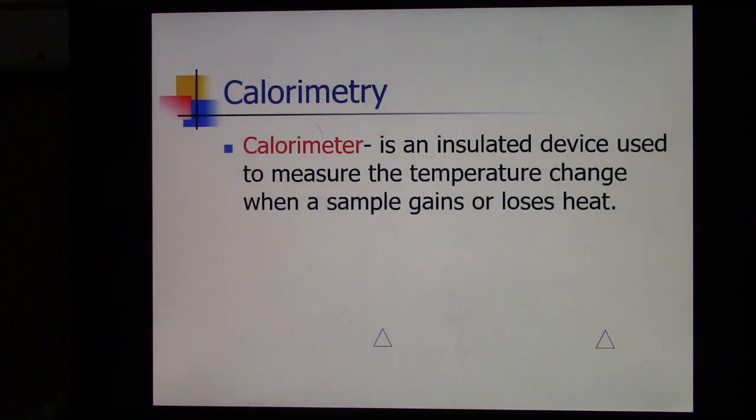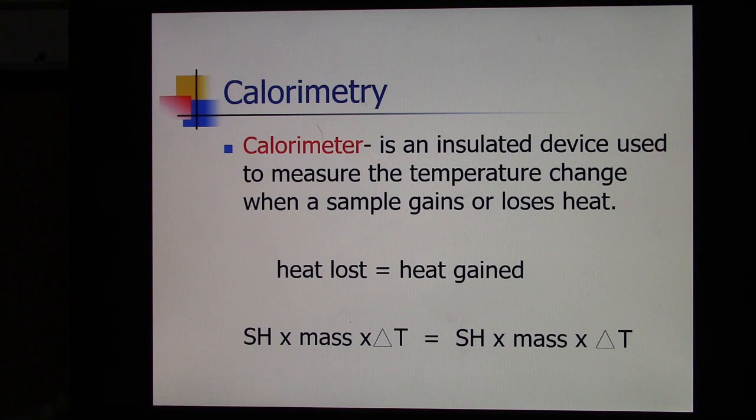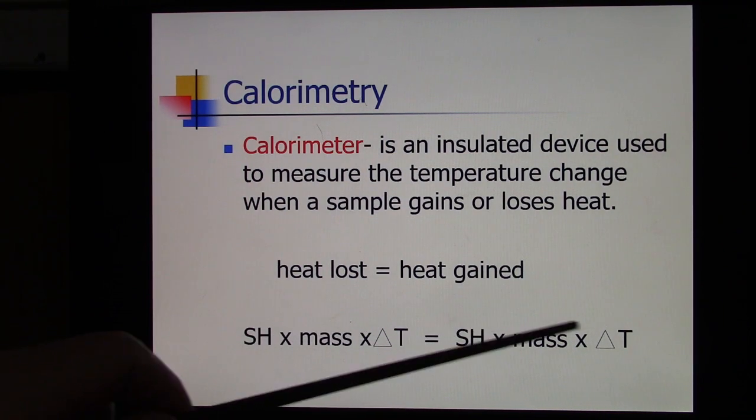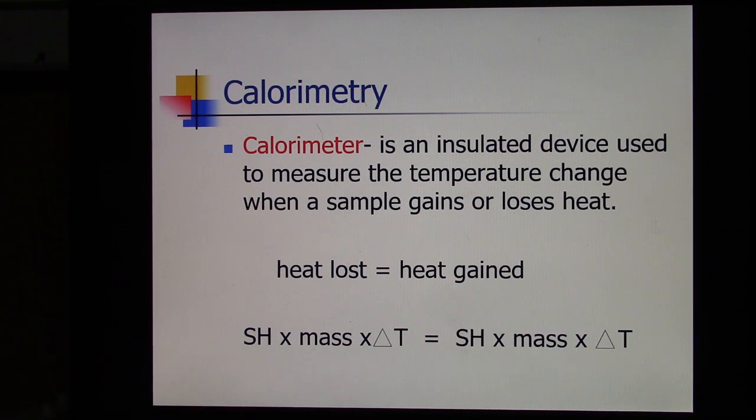Now a calorimeter is an insulated device used to measure the temperature change when a sample gains or loses heat. According to the law of conservation of energy, energy is neither created nor destroyed. It's just transformed. So the heat lost by an object equals the heat gained by another object. We usually relate two specific heat formulas, so this would be the heat lost equals the heat gained. You plug in the variables to solve for maybe an unknown quantity.